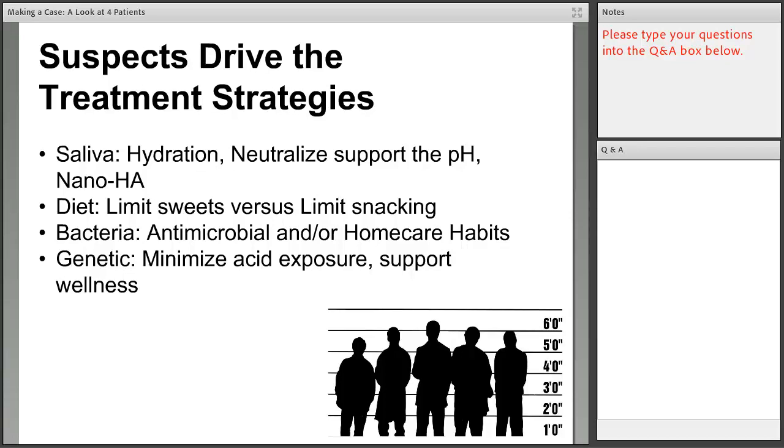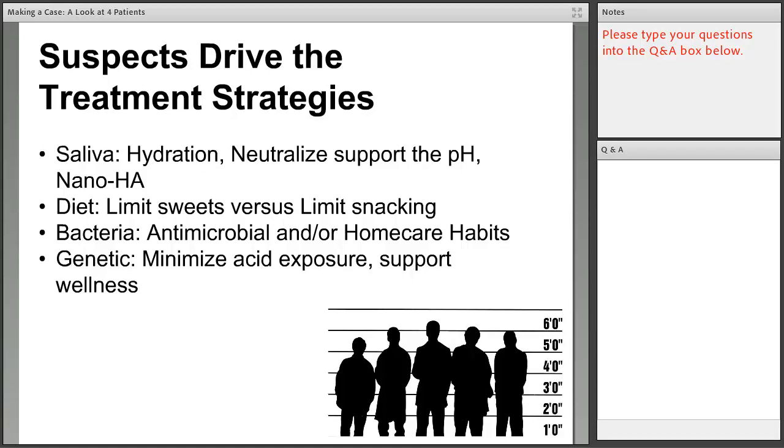So I want you to stop and think. Just think saliva first, followed by diet, followed by biofilm. And those drive your treatment strategies. So if they've got a saliva issue, you want to keep the mouth hydrated. You want to add the neutralization in there. Put them on some alkaline products that are going to replace the lost saliva. You're going to want to add some calcium phosphate, in my mind in the form of nano-HA, which is biomimetic for what's in the saliva in the first place.